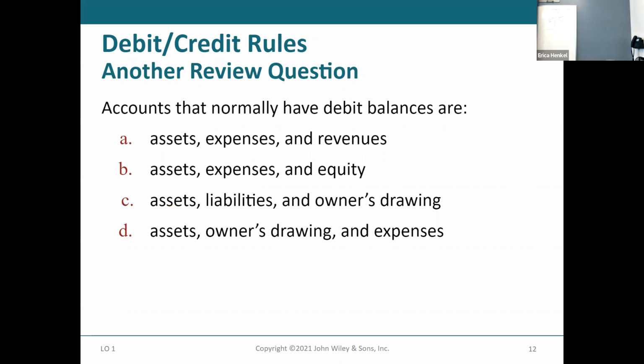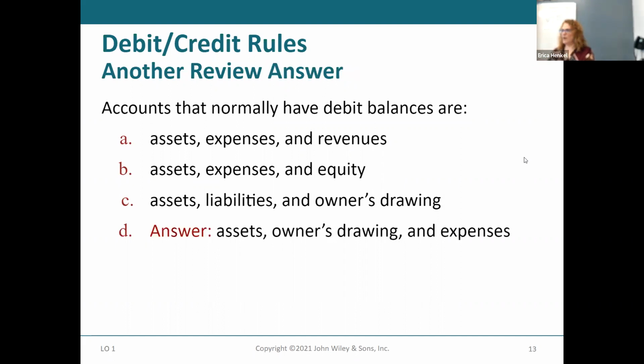Let's see, so we've got assets, owner's drawing, and expenses. Yep, so assets have a normal debit balance. That's probably the easiest one here. Since owner's equity has a credit balance, anything that reduces your owner's equity would have a debit balance. So draws and expenses both reduce owner's equity, so they would be debit balances.